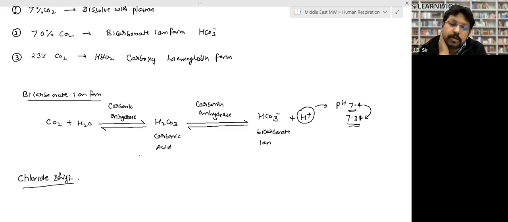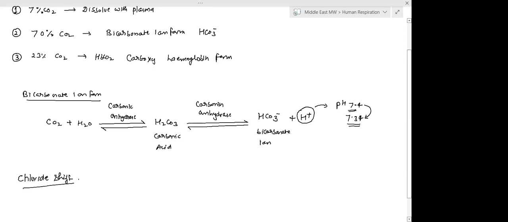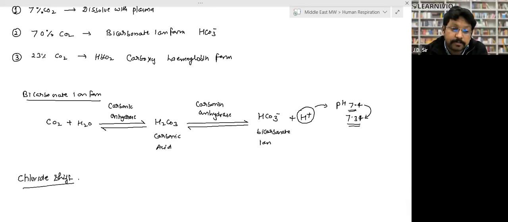Your school authority will ask you volumes as a 2-marker question. Chloride shift is a 5-marker or 3-marker question. Exchange of gases is a 3-marker question. That is the question for the school examination. Clear? Any doubt? Is this pH change due to H plus or HCO3 ions? Due to H plus ion.